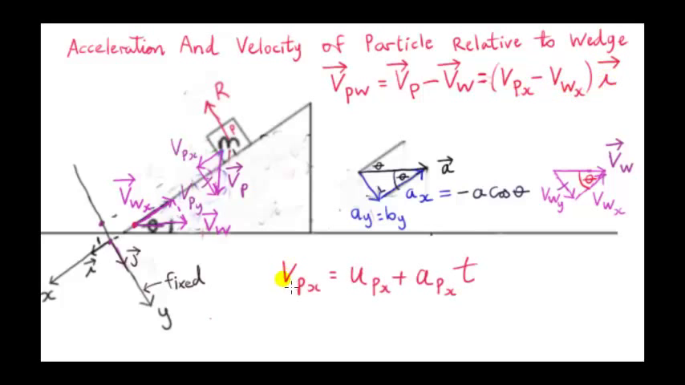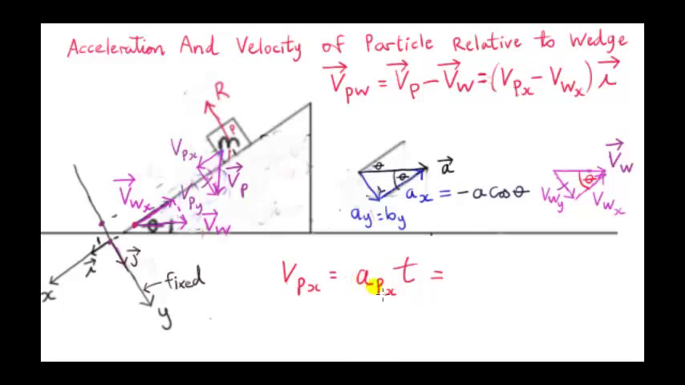Now the velocity of both particle and wedge are changing with time, of course, because both particle and wedge are accelerating. So if we use the formula v equals u plus at, but apply it to particle p in the x direction, we can find the velocity as a function of time. So once we know the time, we have our velocity. Upx is the initial velocity of the particle in the x direction. Well, the particle starts from rest, so the initial velocity is 0.